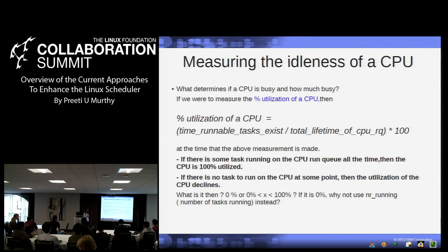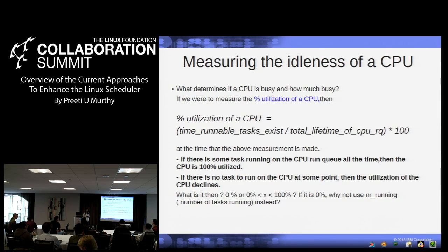Now I keep speaking about terminology like busy CPU and idle CPU. So what exactly is a busy CPU or an idle CPU? You would call a CPU busy if the tasks which are on that CPU utilize it till its capacity. Let's say the CPU has some capacity X, if all tasks use the complete capacity then it would mean that CPU is 100% utilized.